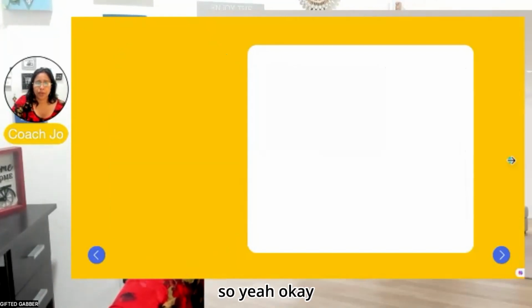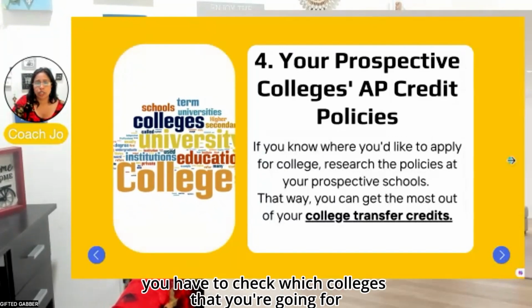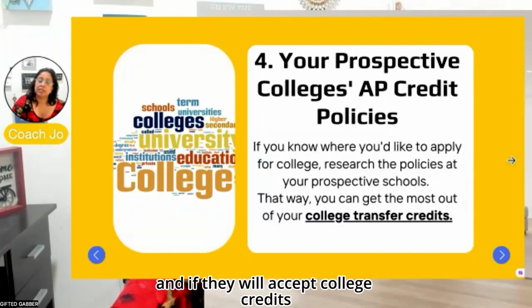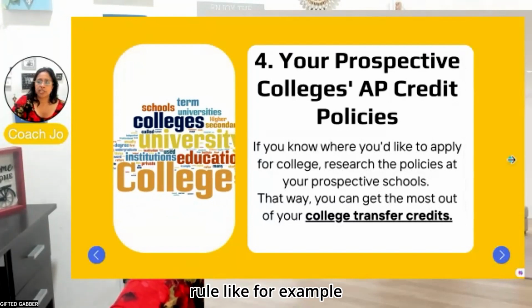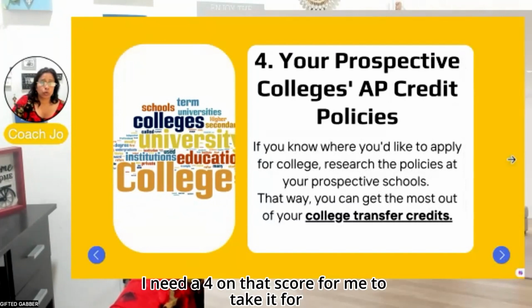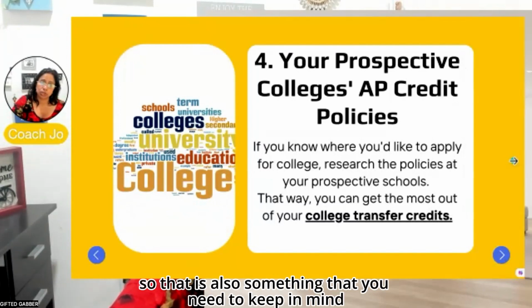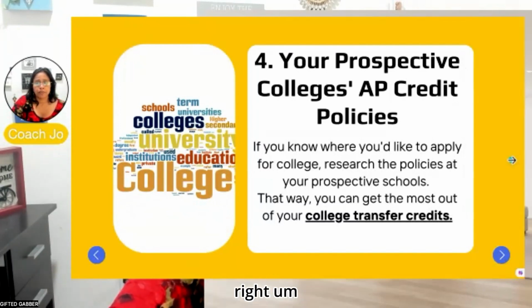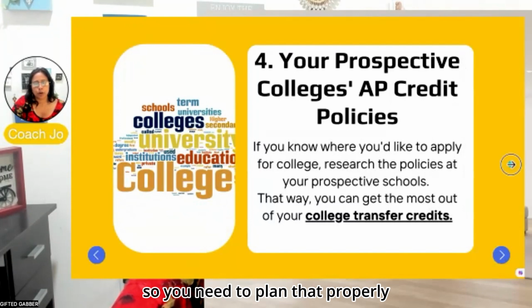So yeah, okay. And also, you have to check which colleges you're going for and if they will accept college credits. What is their rule? For example, Georgia Tech: I need a 4 on that score for Georgia Tech to accept that credit. So that is also something you need to keep in mind, right? If it's a 2, then you cannot transfer that credit over. So you need to plan that properly.